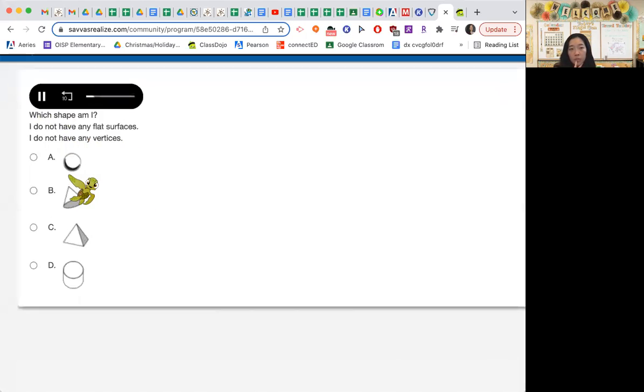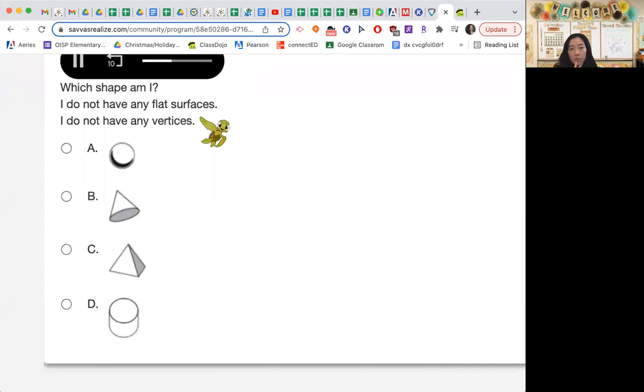Which shape am I? I do not have any flat surfaces. I do not have any vertices. Here. Very good.